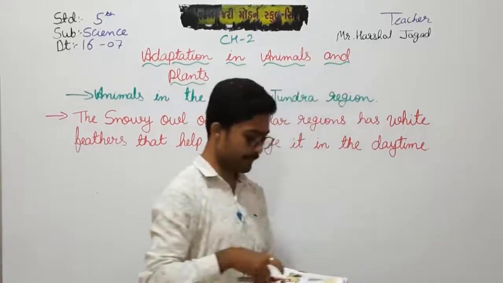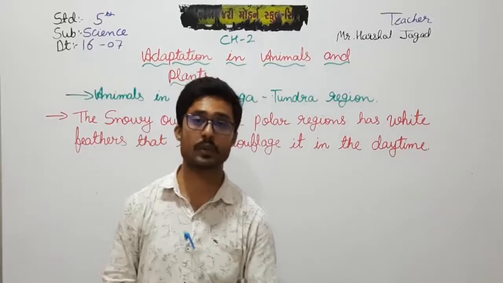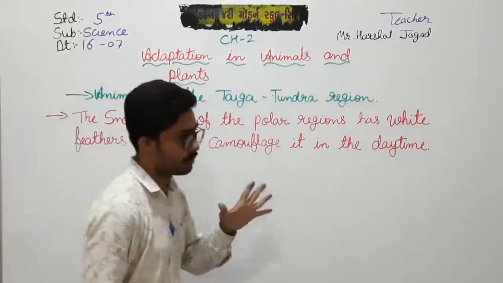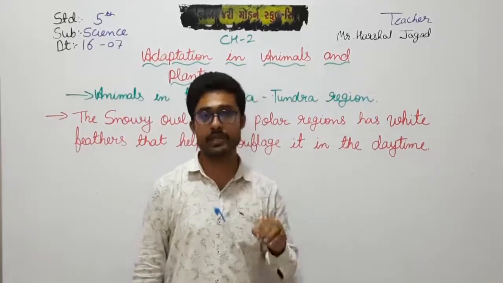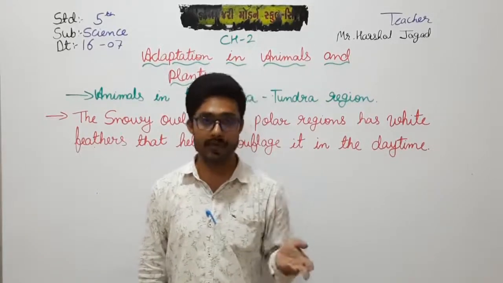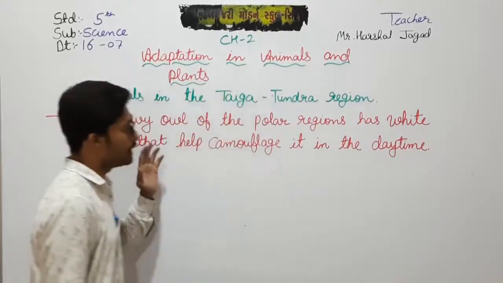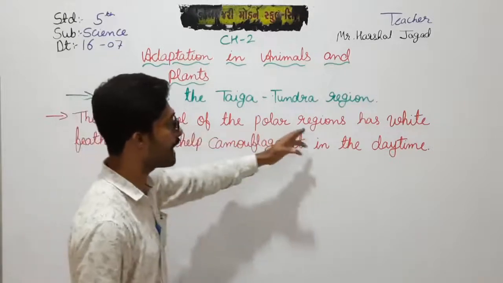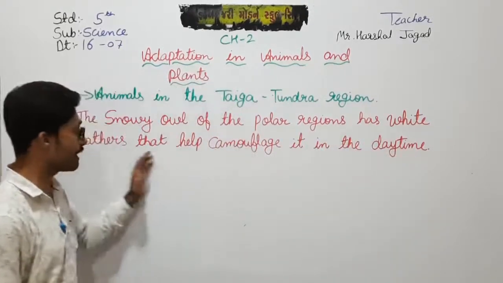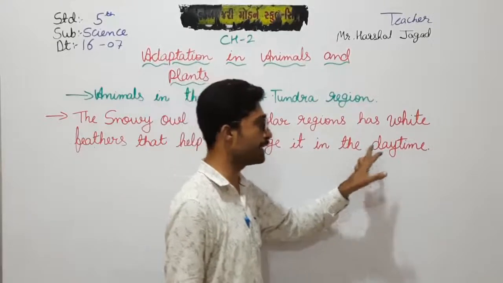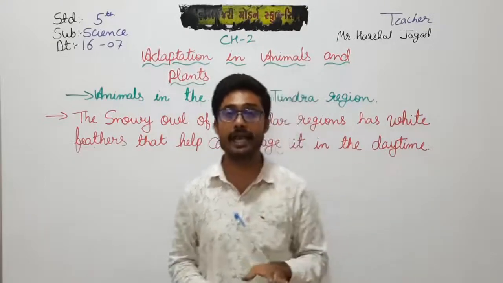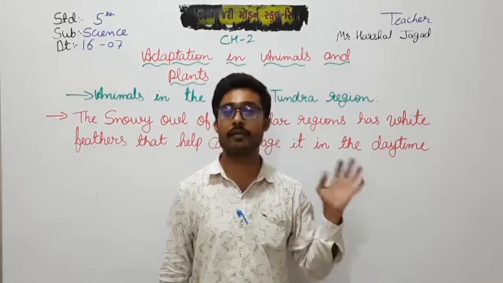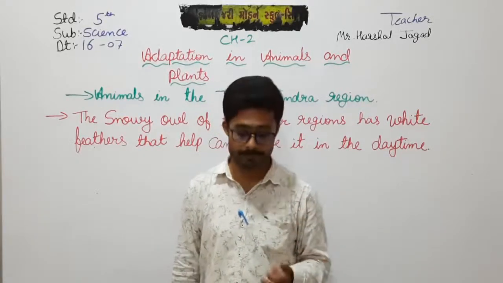So this is the first adaptation of the Taiga and Tundra region, talking about the snowy owl. Here we have seen the owl in our region, that is of brownish color. But in the Taiga and Tundra region, the snowy owl of the polar region has white feathers that camouflage it in the daytime. Means in the daytime they do not get spotted. For that they have white feathers over the body.